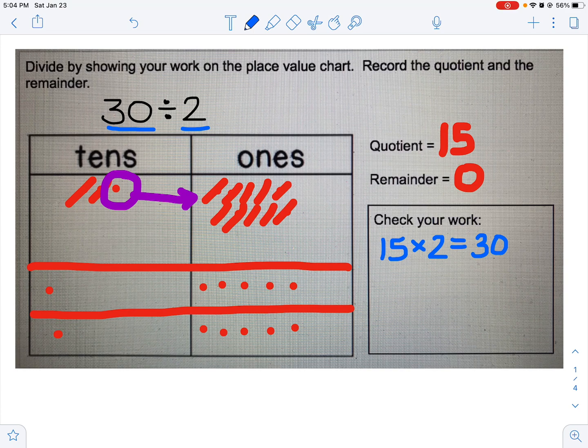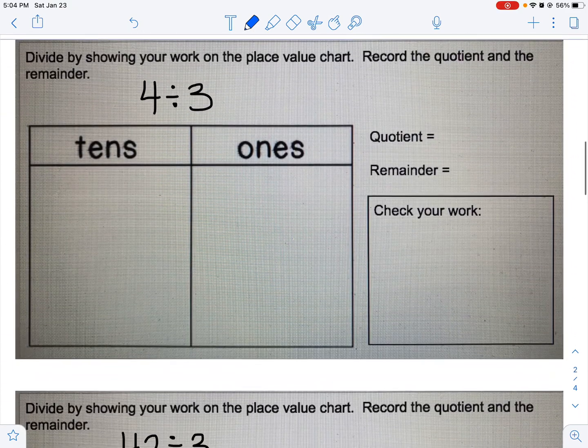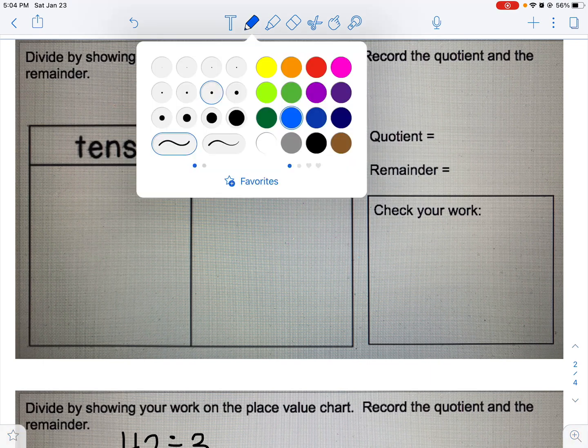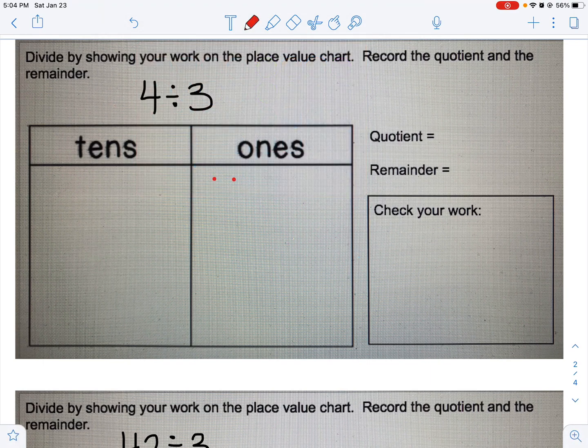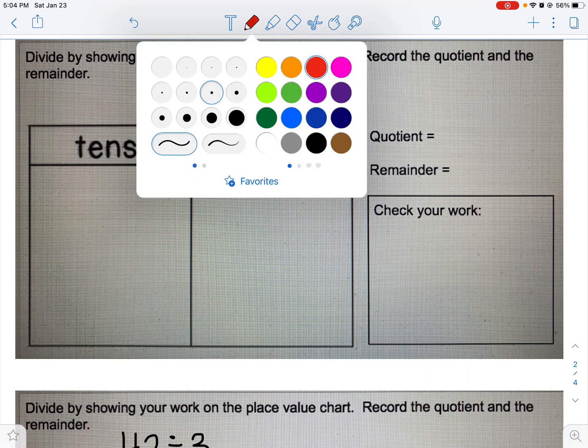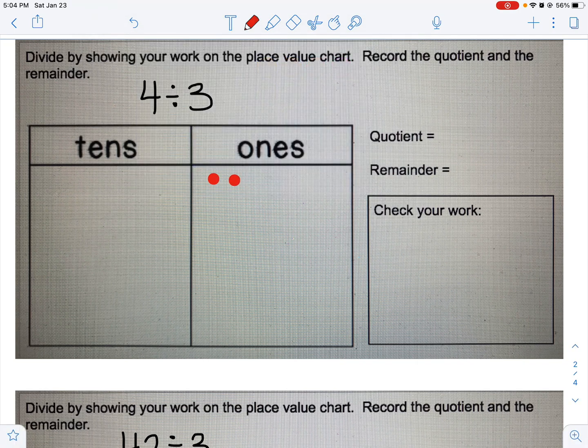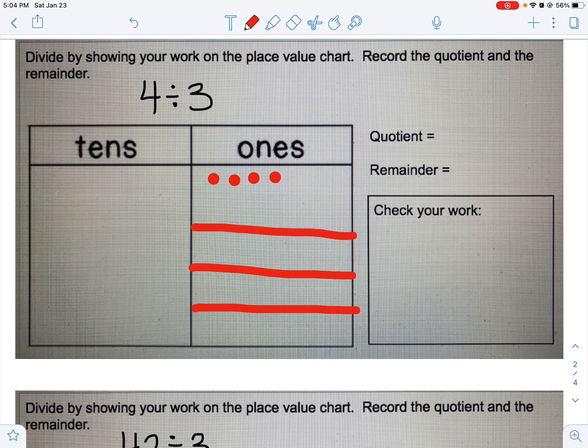Let's take a look at another example. This time we have 4 divided by 3, so a nice simple single digit one. 1, 2, whoops, forgot to make it bigger again, guys, sorry. 1, 2, 3, 4 ones. I'm going to make 3 equal rows here this time. I'm going to go ahead and parcel it out. I end up with a quotient of 1 with a remainder of 1. I'm going to check my work.